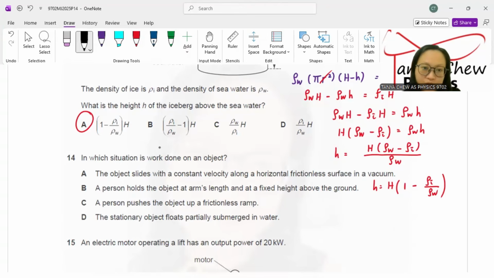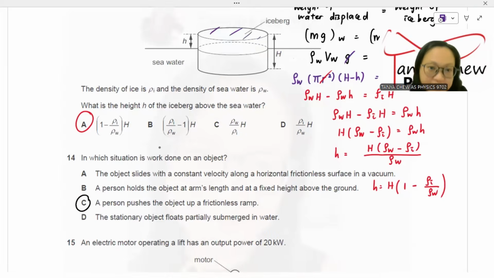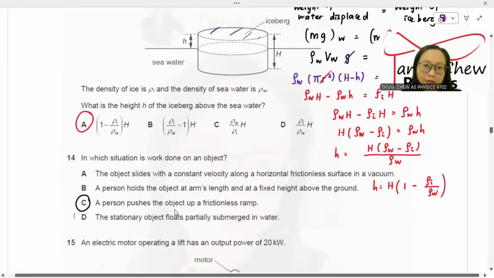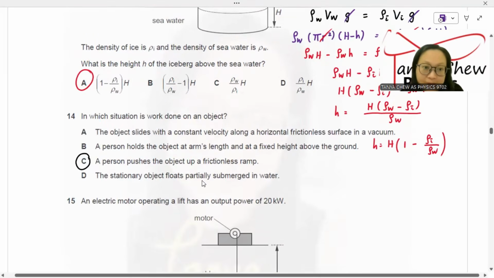C, a person pushes the object up a frictionless ramp. Push the object up, going up. So the object is gaining gravitational potential energy due to the pushing force plus the distance of the object. Yes, this is doing work on an object. D, the stationary object floats partially submerged in the water, just like your iceberg. It is stationary, submerged in the water, so no work is done on it because the forces are balanced.